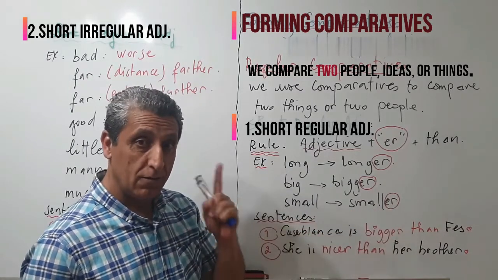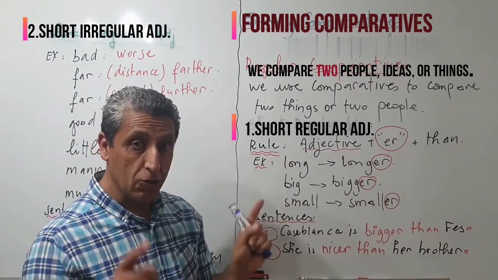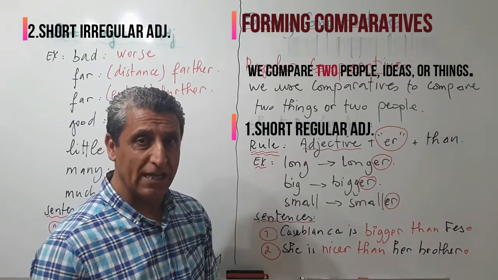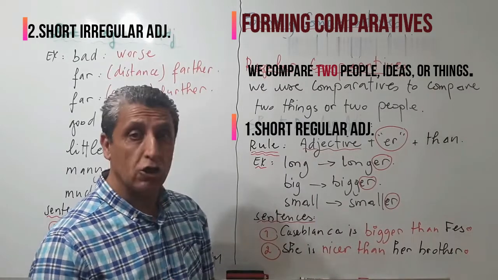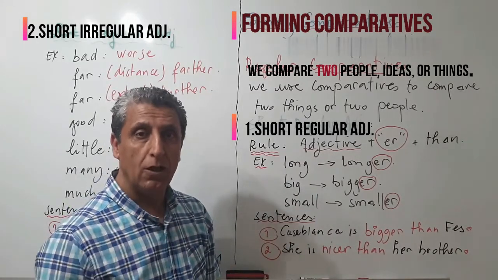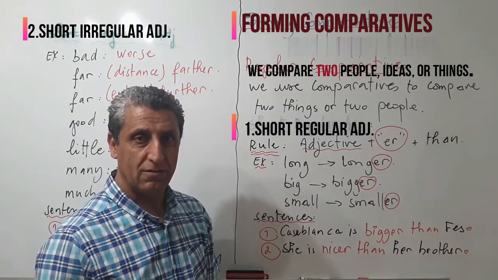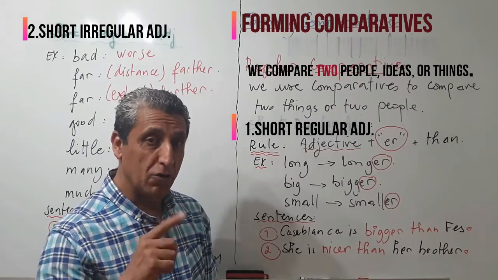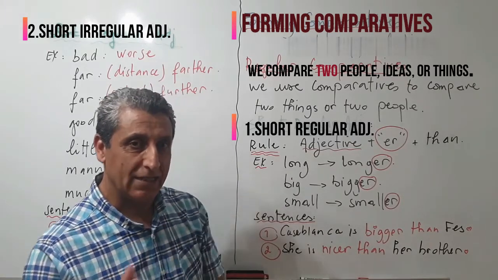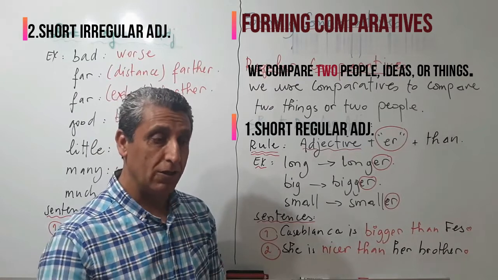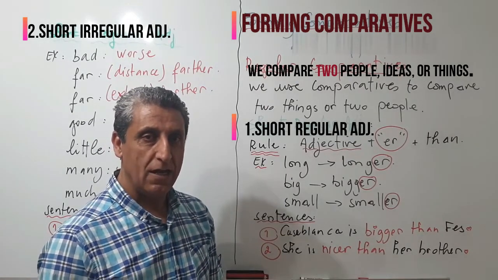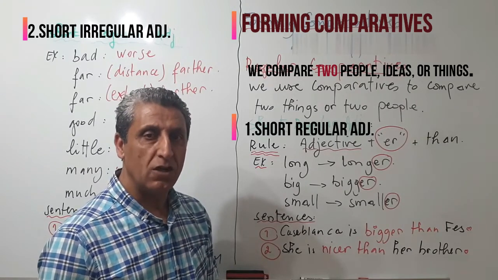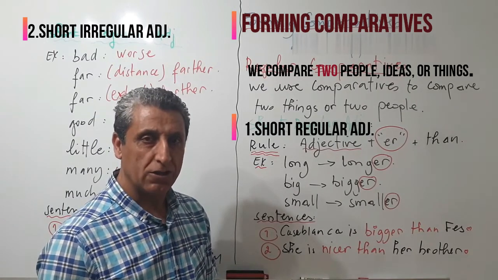And remember the rule or the use. Okay, in what context do we use the comparative form? We use the comparative form to compare between two people or two things. That's very important because when we talk about the superlative, it's a little different. So remember, we compare between two people or two things. Okay, now let's move to the irregular short adjectives.